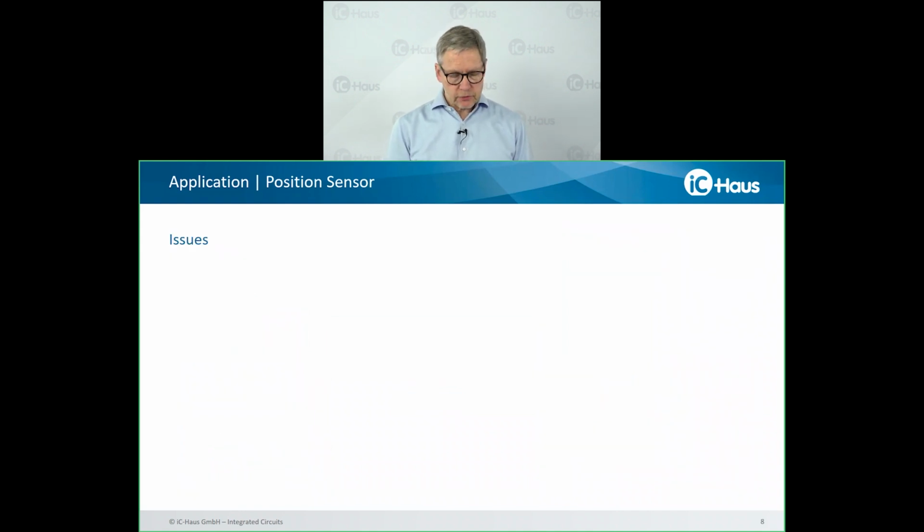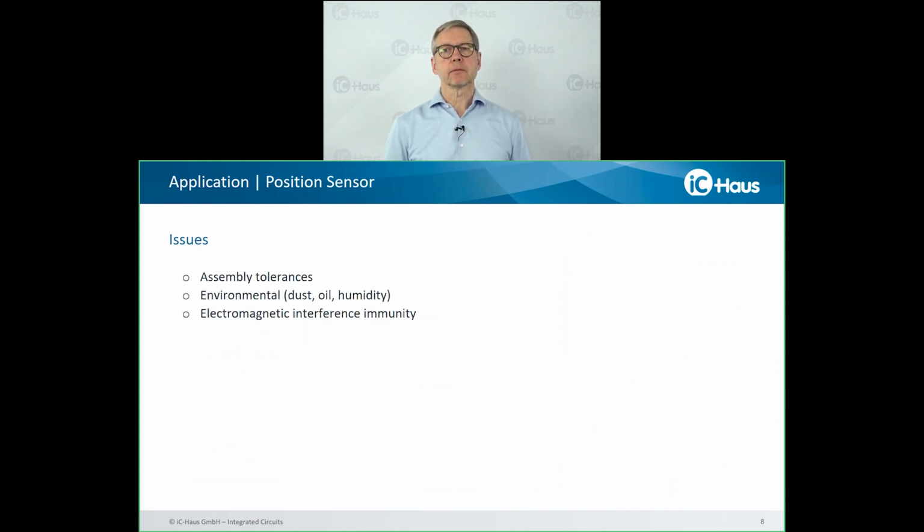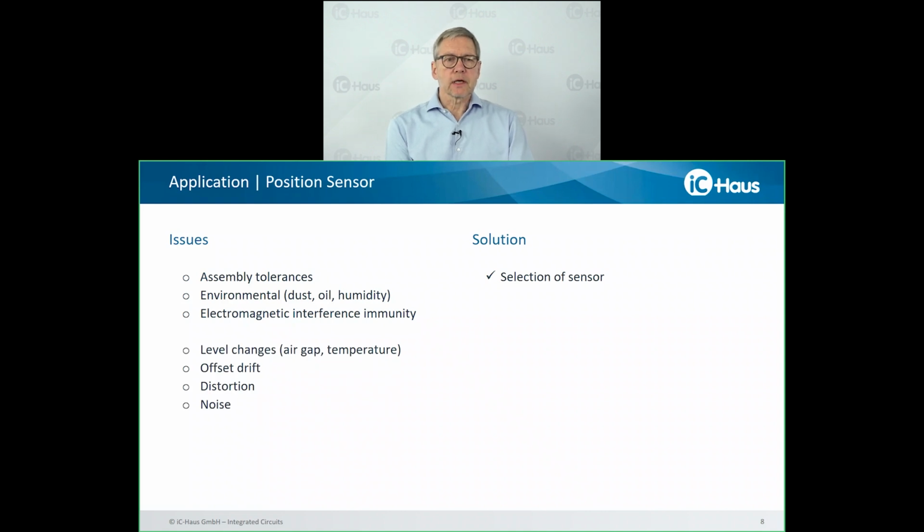So what are the challenges you are facing in your sensor design? Well, certainly you have to deal with assembly tolerances, environmental conditions such as dust, oil, maybe humidity, and also electromagnetic interference immunity could be of concern. Now it's up to you to select a sensor suitable for those environmental conditions. Regarding the electronics, the chip has to deal with level changes introduced by changes in air gap and also over temperature. Same applies for offset drift. I don't know any sensor without any drift. And maybe distortion, and finally noise.